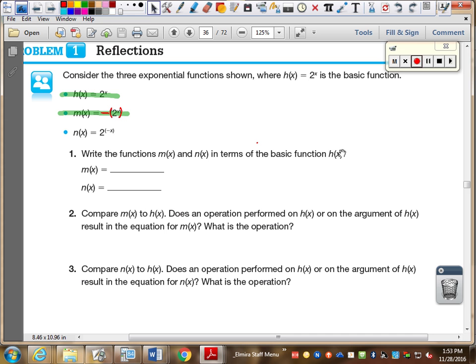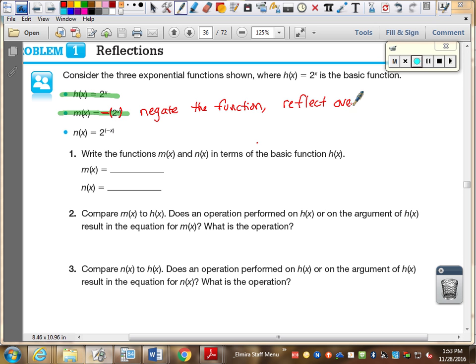Okay, so let's make a note of that. If you negate the function, you reflect over the x-axis, which is also referred to as the line y equals 0.